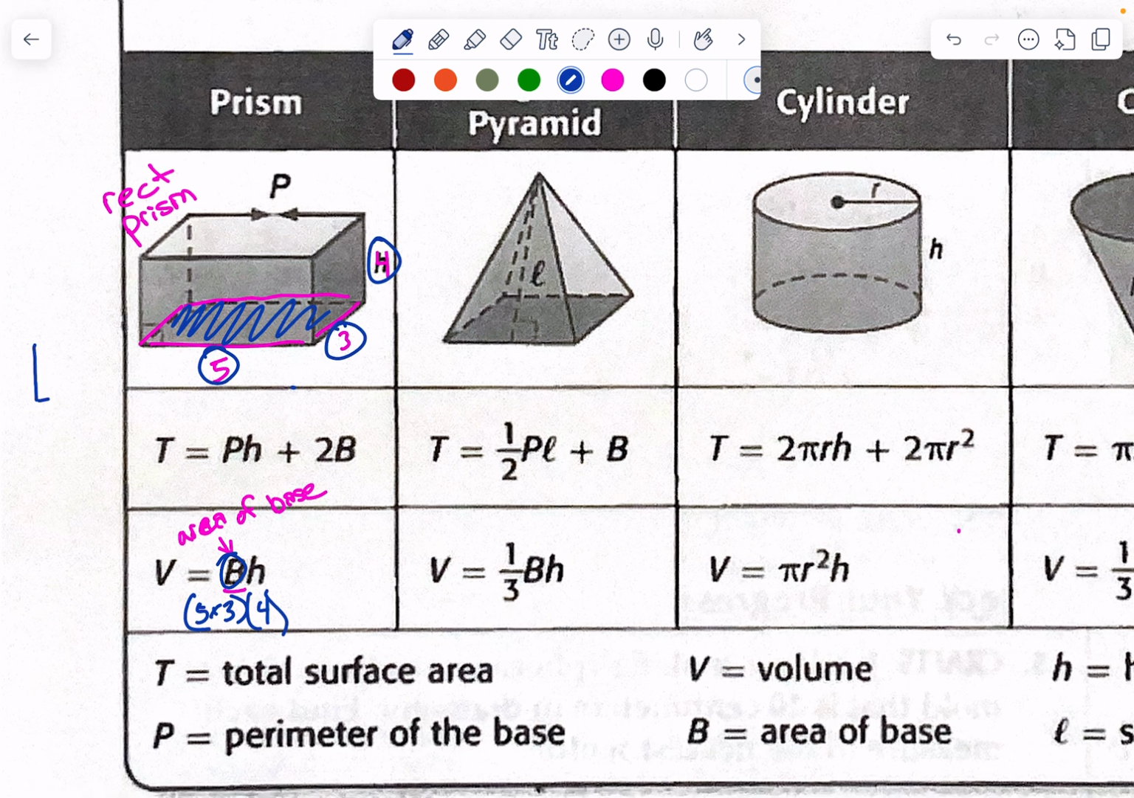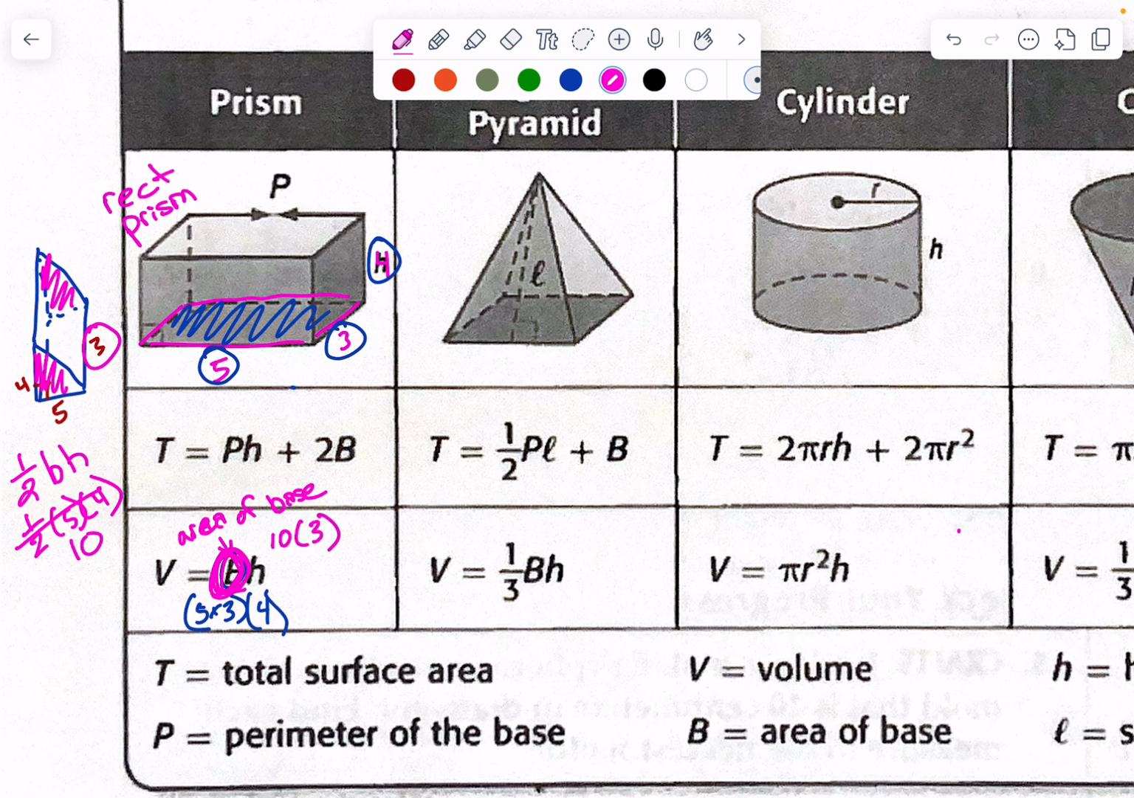If, by chance, you have a triangular prism, something like that, and let's say this is a right angle, and this is 5 by 4, and then this is 3. In that case, the bases are going to be these two triangles, and to find the area of a triangle, you'll do half base times height. So I do 1/2 times 5 times 4, which is 10, and 10 times 3. So the area of the base right here would be 10, and the height would be 3, so 30 would be that one's volume.